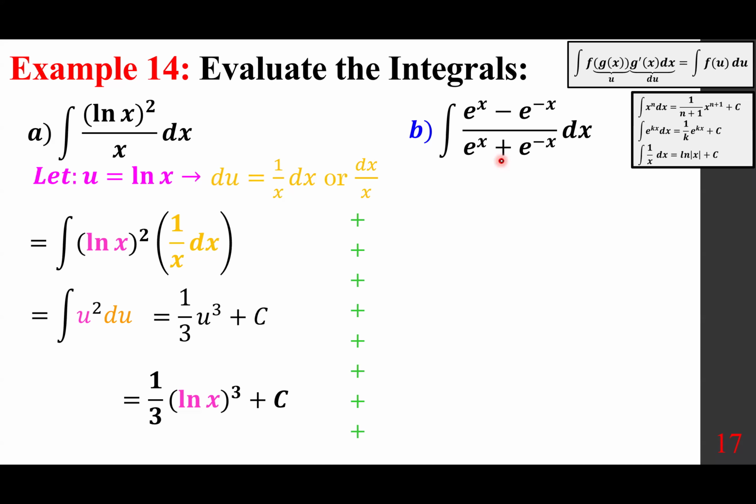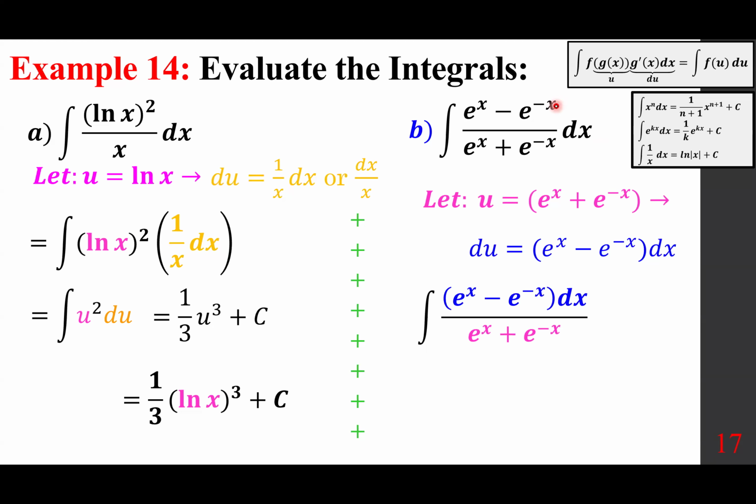Any fraction, the first question is, can I simplify it? Obviously, we can't. Notice, if I differentiate e to the power of x, I get this one. If I differentiate e to the power minus x, I get this one. So the numerator is the derivative of the denominator, so the denominator is a choice of u. The numerator times dx is du. So we're going to put the dx next to the numerator, and therefore this entire thing at top is du.